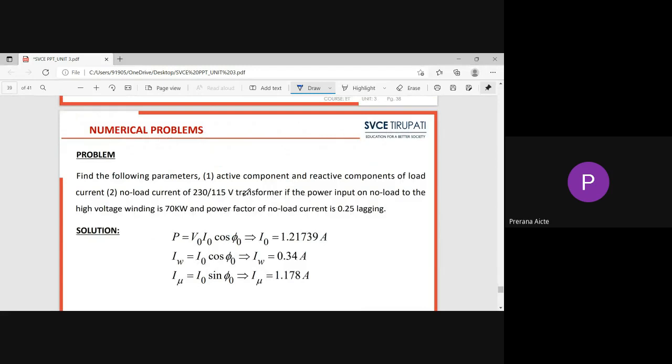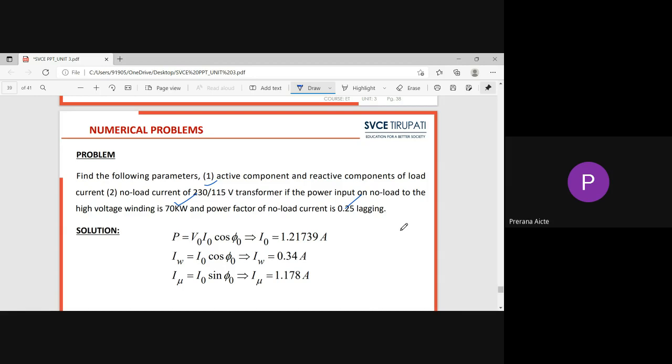Next, find the following parameters: active component and reactive component of load currents. Second, no load current of a 230 volts by 115 volts transformer. If the power input on no load to the high voltage is 70 kilowatts and power factor on no load is 0.25 lagging, find the following parameters. What are those parameters? Active component and reactive component, that is nothing but IW and I mu, and no load current I naught.